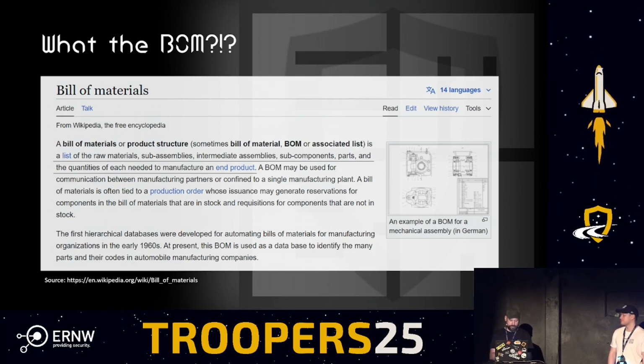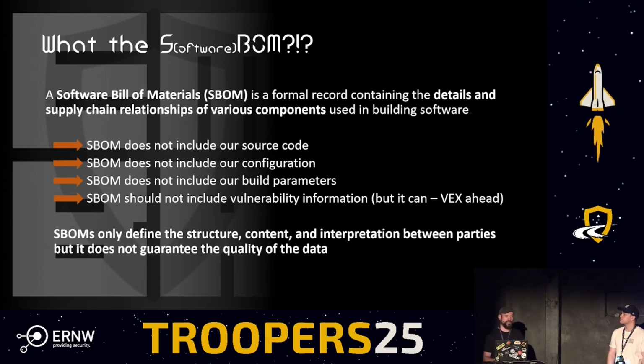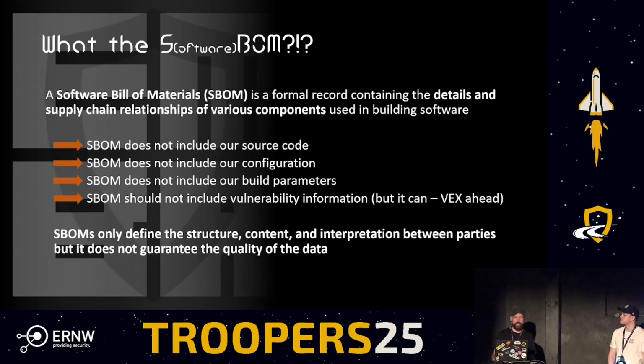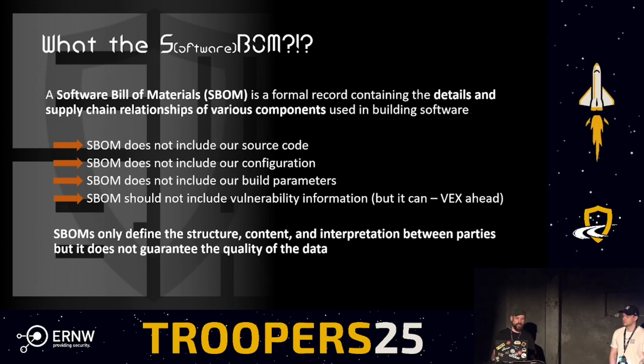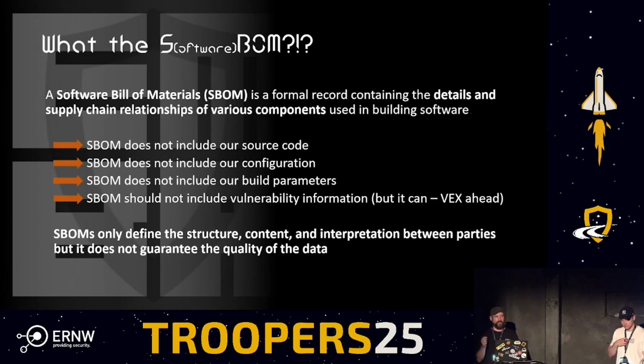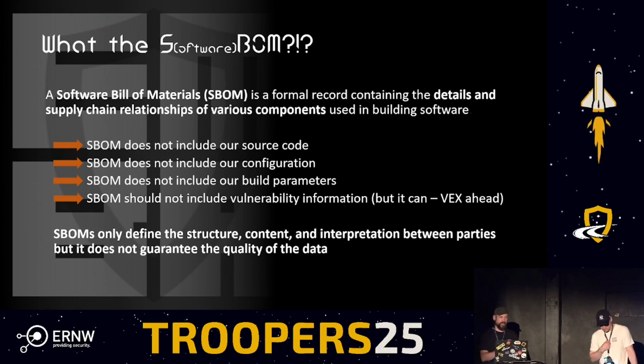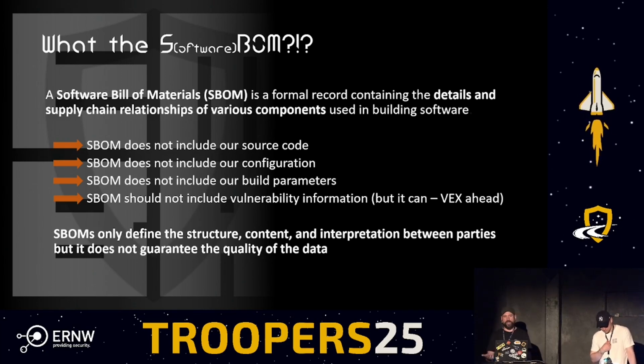Also in the software field. And the S does not stand for security, it stands for software. So we are talking about a software bill of materials. This is a formal record containing the details and supply chain relationships of various components used in building software. This means if you're using some third-party components, these third-party components are in your SBOM. If these third-party components are open source, they are in the SBOM. If these components are closed source, they are in the SBOM.